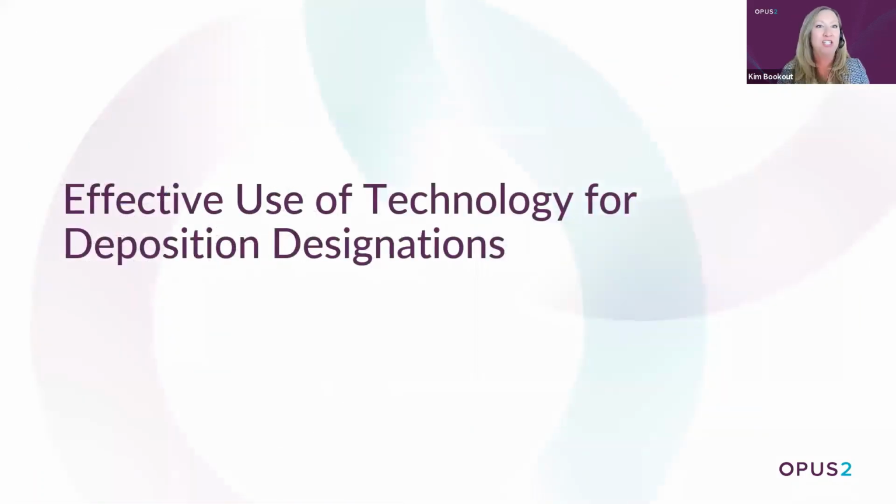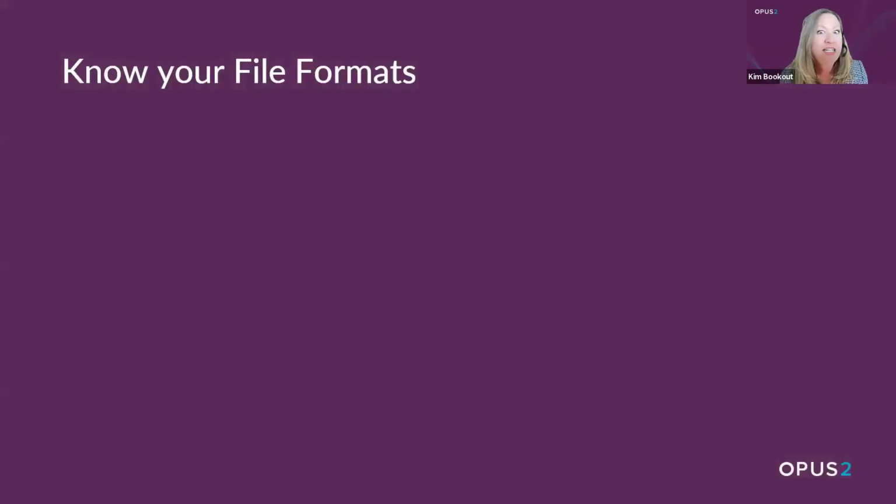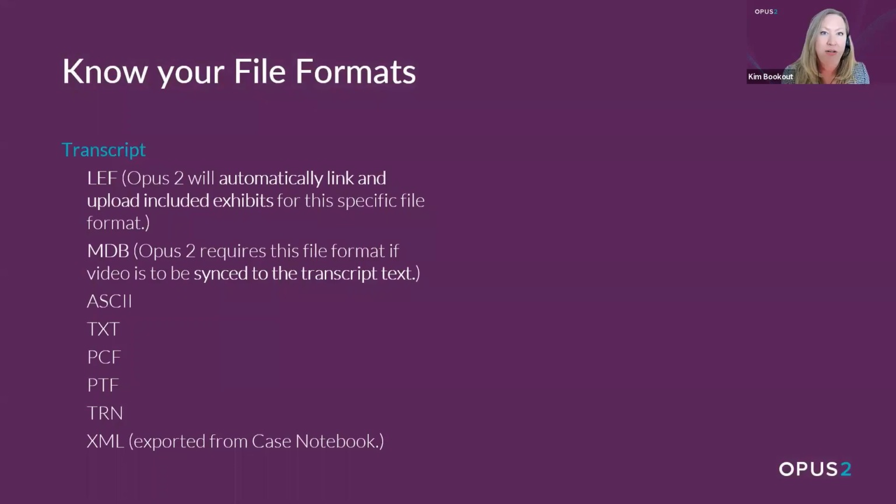Now we're going to change the subject and start talking about some ways that you can really effectively use technology for your designations. The first thing is know your file formats. So I have some examples here on the Opus 2 side. If you're using another software, just make sure you get to know those formats. For us, what we like for transcripts is that LEF, which I already mentioned, and MDB, which is essential.